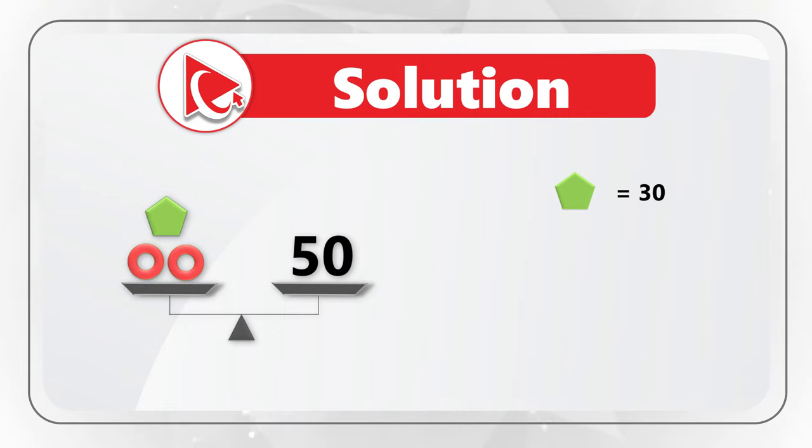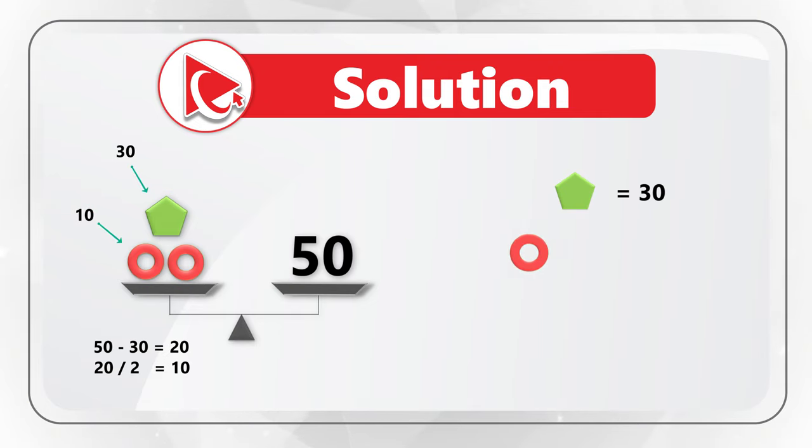Second scale contains 1 pentagon and then 2 bagels, and the combination of these shapes equals number 50. We already know the value of pentagon, which is 30. All we need to do is divide the remainder of the calculations, 50 minus 30, which equals 20, by 2, because there are 2 bagels, and calculate the value of bagel, which is 10.